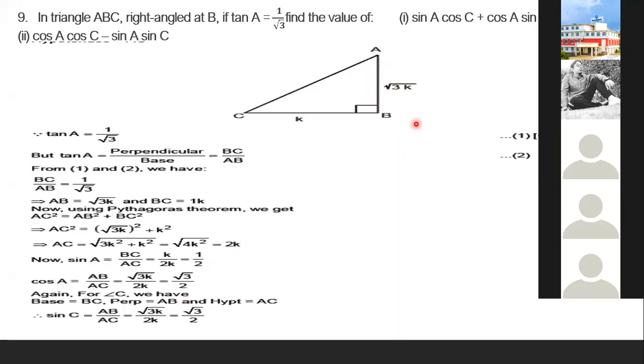Next, we got cos A is root 3 by 2. Now find out with respect to angle C. With respect to angle C, adjacent is BC and opposite is AB. So first, find cos C. Cos C is adjacent by hypotenuse, 1 by 2. Sin C is opposite by hypotenuse, that is root 3 by 2. Same thing, cos C is adjacent by hypotenuse, 1 by 2.